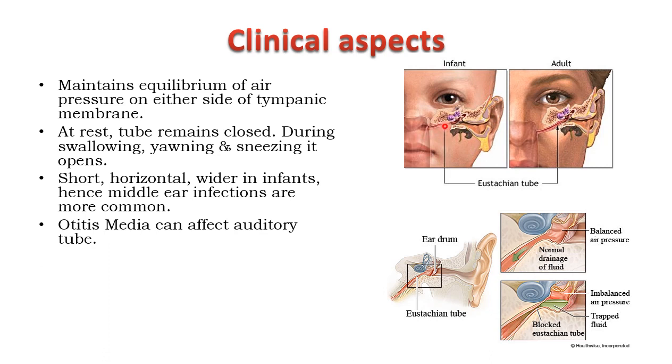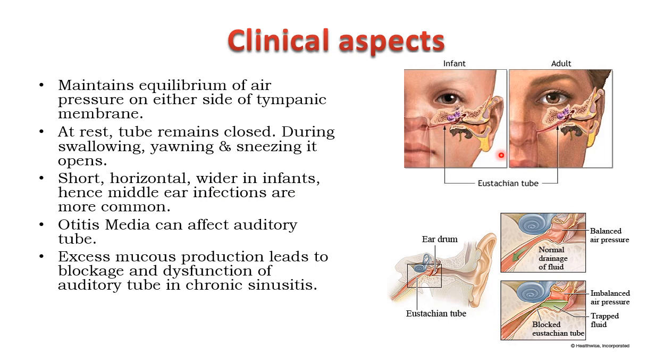So in otitis media, infections from pharyngitis or from the nasal cavity can enter through the auditory tube into the middle ear cavity, and this is more common in children because of its horizontal and wider nature. Excess mucus production in chronic sinusitis patients can also lead to blockage of the tube. You will experience retraction of the tympanic membrane as you ascend a hill, or during takeoff in an aeroplane, because the atmospheric pressure outside the tympanic membrane changes.